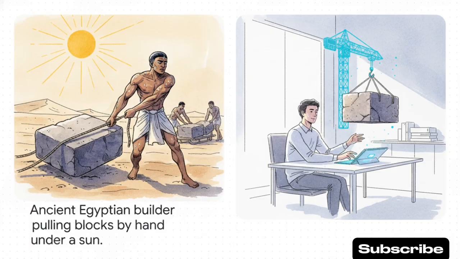The prompt asks for a double exposure-style concept art. You have brute force, an ancient Egyptian builder pulling massive stone blocks by hand under a scorching sun, juxtaposed to ultimate leverage, a modern designer at a sleek desk utilizing a glowing blue holographic crane interface to lift those exact same blocks. By adding keywords like dramatic contrast and octane render, it creates such a visually stunning way to reframe that standard cube and sphere metaphor we talked about earlier.